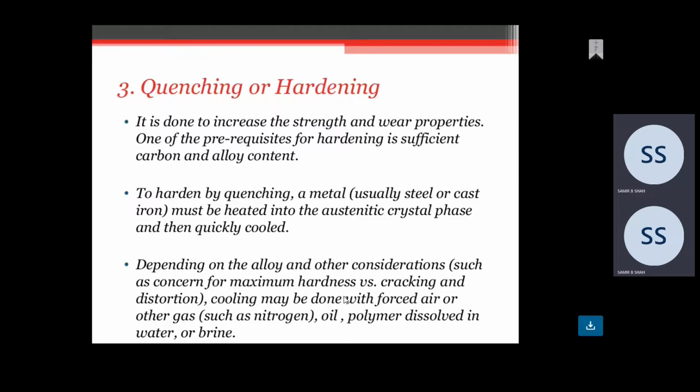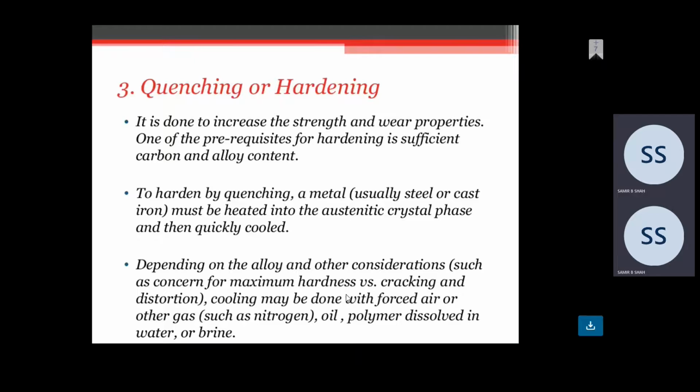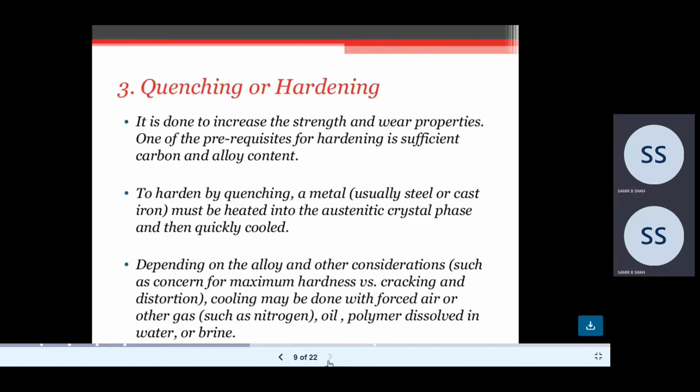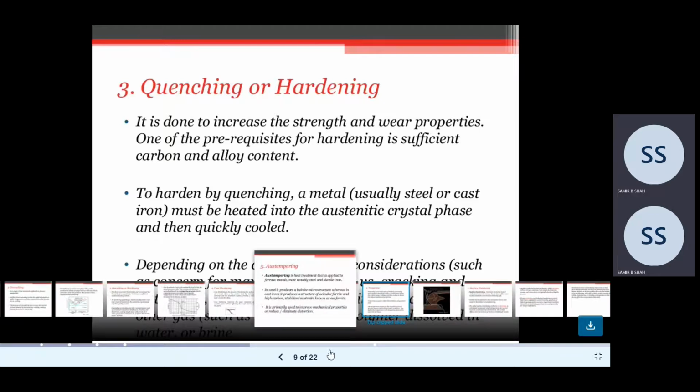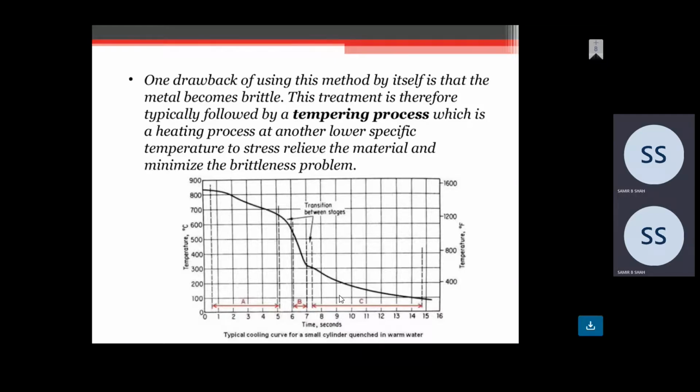Okay, so depending on the alloy and other considerations, the cooling may be done with forced air or other gases like nitrogen. Here the cooling is done forcefully, with the help of nitrogen or other gases, or with the help of some polymer dissolved in water or in brine. This is the basic difference that you should remember: how it may be cooled in the normalizing process, the annealing process, or the hardening process.